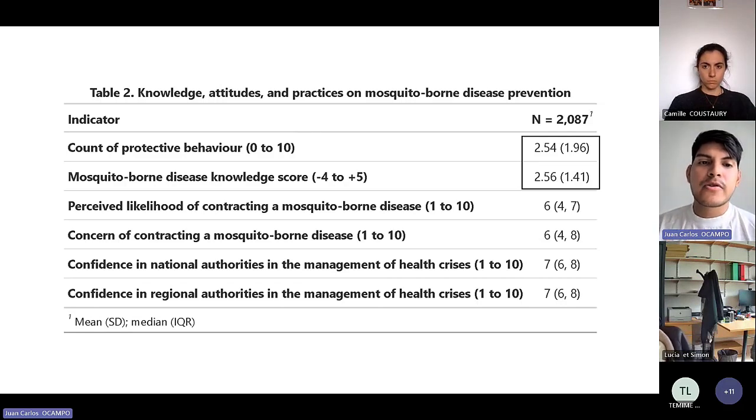And we also have our mosquito-borne disease knowledge scores. Note that these two are in different ranges. The scales are quite different. So for count of protective behavior, we go from 0 to 10. And for mosquito-borne knowledge scores, we go from -4 to +5.